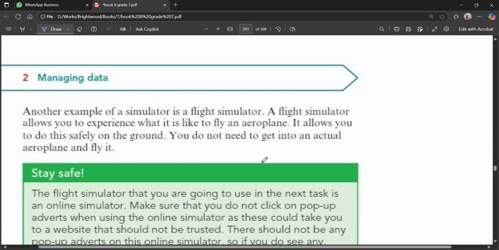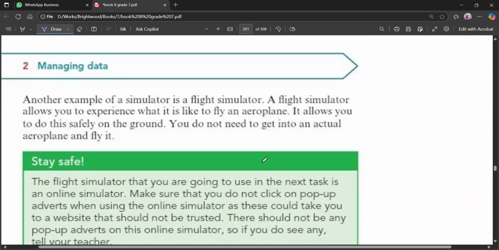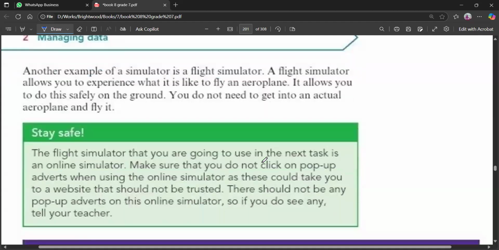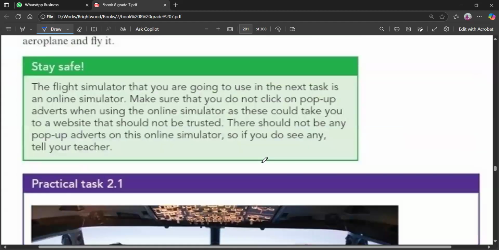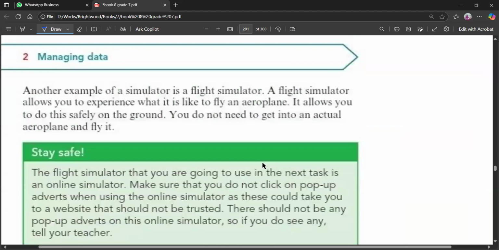Experience what it is like to fly an aeroplane, like that one. It allows you to do this safely on the ground, so you don't need an actual aeroplane. Like that one, they are practicing with this. I think this is important. You have to remember.